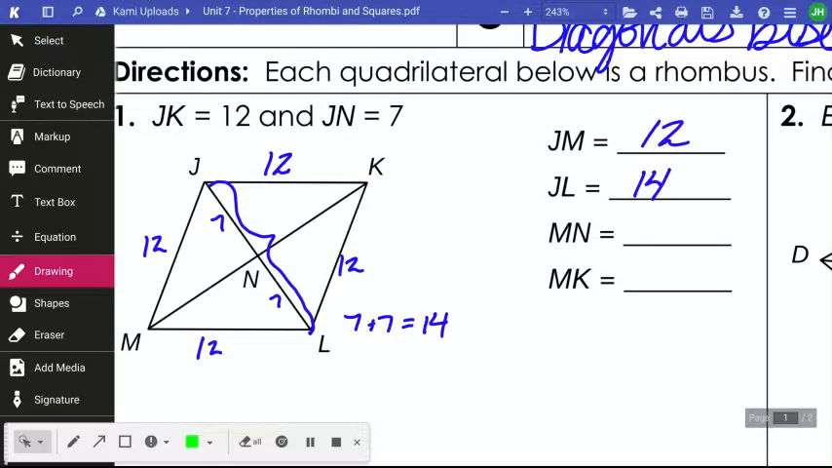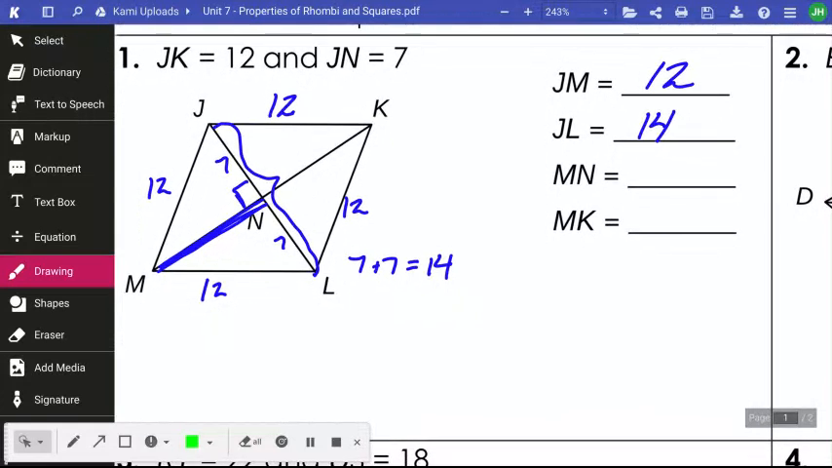MN is this section here that we are trying to find. And if you notice, we did say that diagonals are perpendicular, so that means that's a right angle. We have a right triangle. So we're going to use the Pythagorean theorem to find MN. If you have 2 of 3 sides of a right triangle, you can use the Pythagorean theorem. The Pythagorean theorem says I'm going to square my 2 legs and add them and set them equal to the hypotenuse squared.